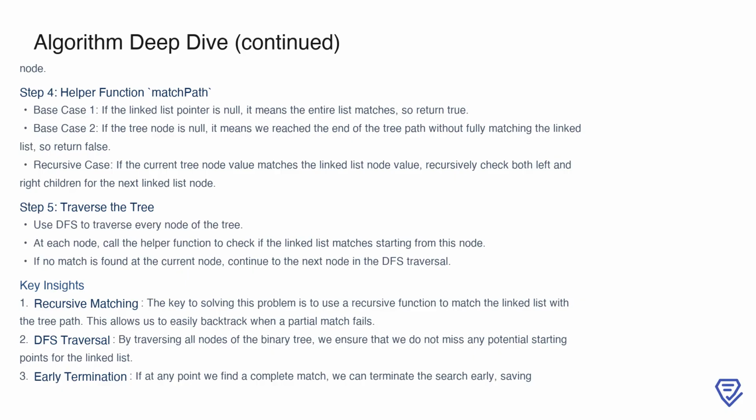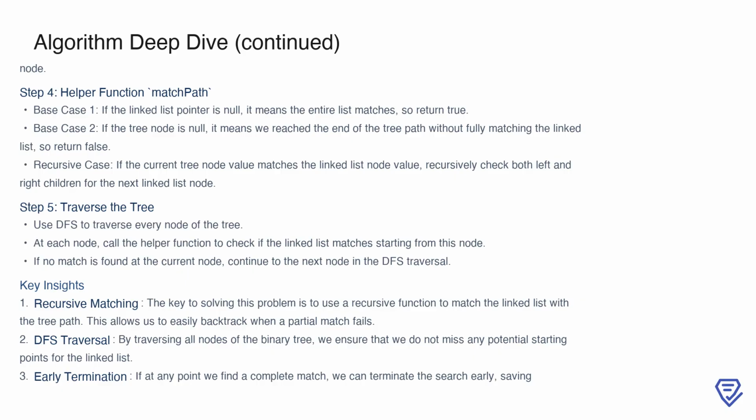For the recursive case, if the current tree node's value matches the linked list node's value, we proceed to check both the left and right subtrees for the next linked list node. Beyond this helper function, we perform a depth-first search, DFS, to traverse the binary tree.